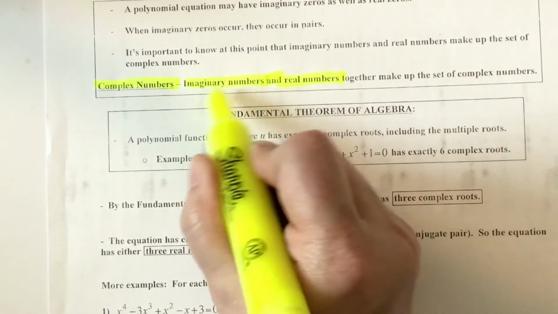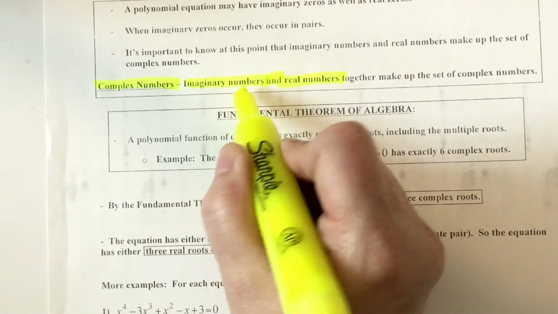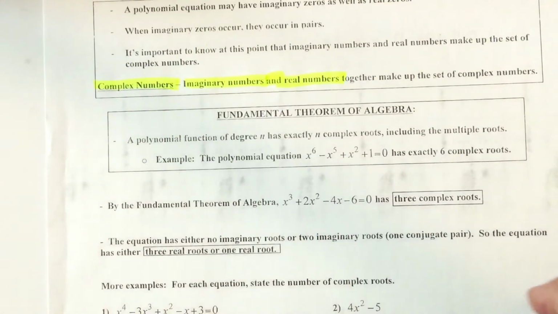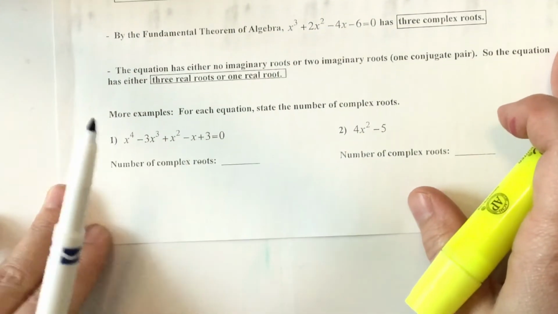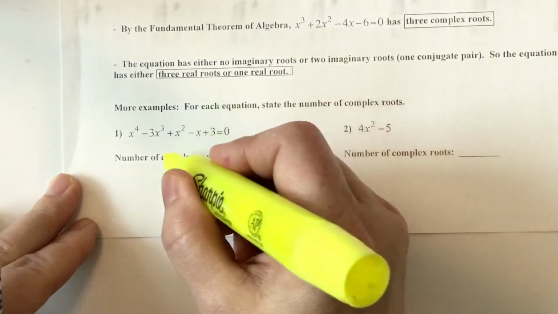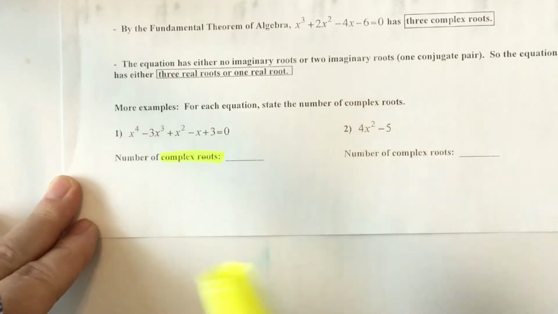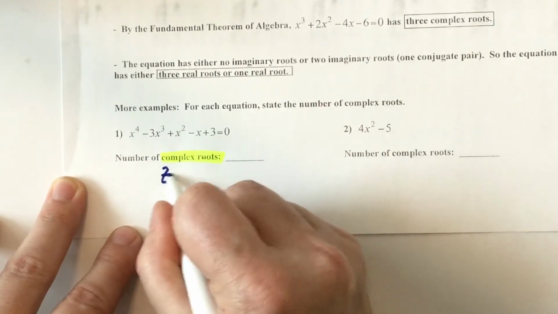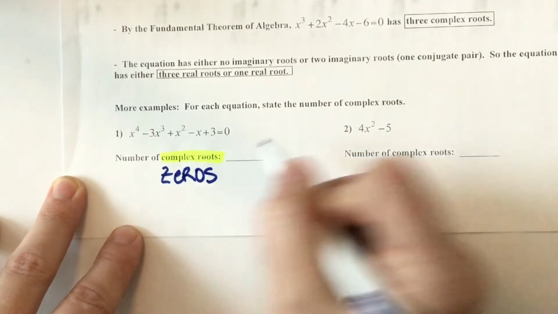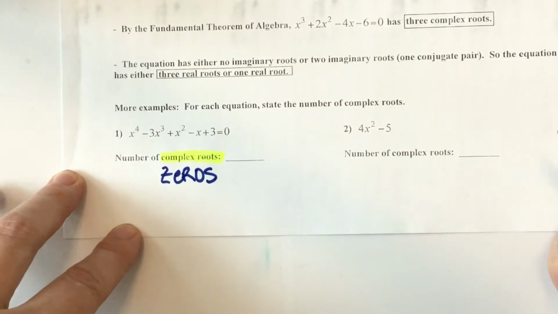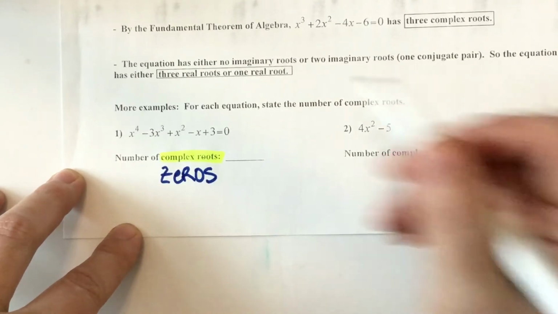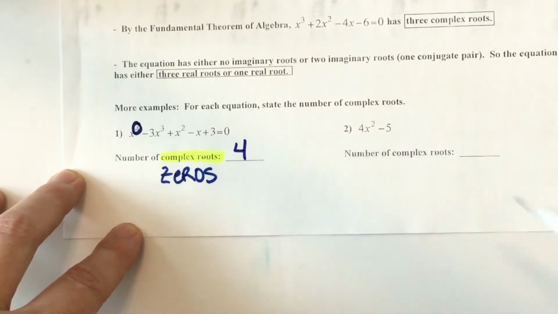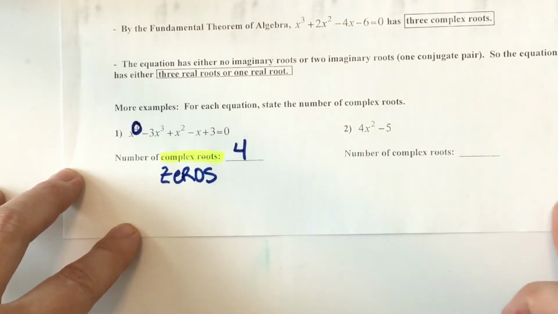And then the imaginary numbers, those are your i's. And the two made up together are called complex numbers. So down here, I'm trying to get you to tell me how many complex roots there are. And when it says how many complex roots, it's really asking how many zeros are there. You just have to remember that some zeros are real numbers and some zeros are imaginary. And whatever that highest exponent is, that's how many complex roots or how many zeros there are.